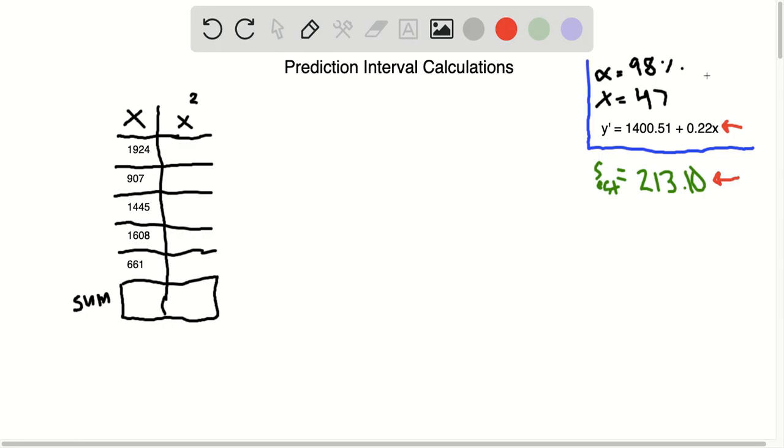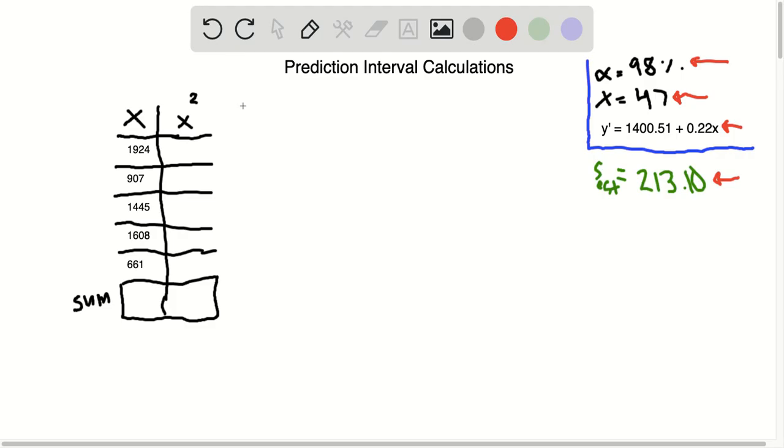Additionally, we've been given some more information. We have been told to find the prediction interval at 98% confidence, which is our alpha value there. And we've been told to find our prediction interval for an x value of 47. So that's what that red arrow is there. So using this information, let's review what the prediction interval calculation looks like.